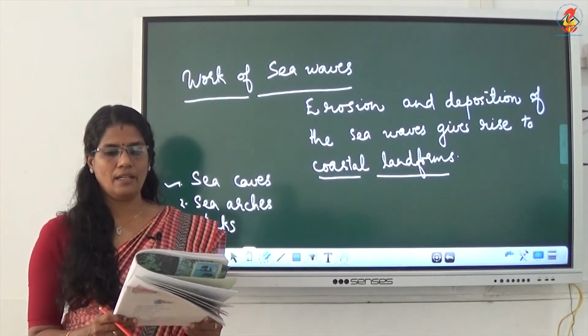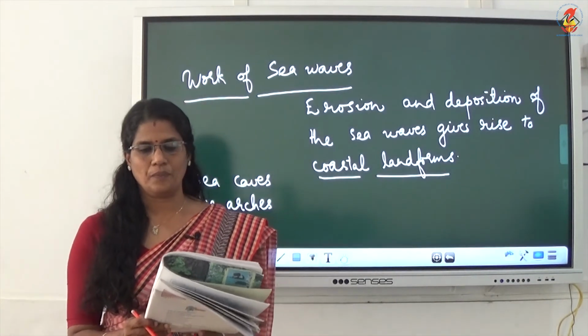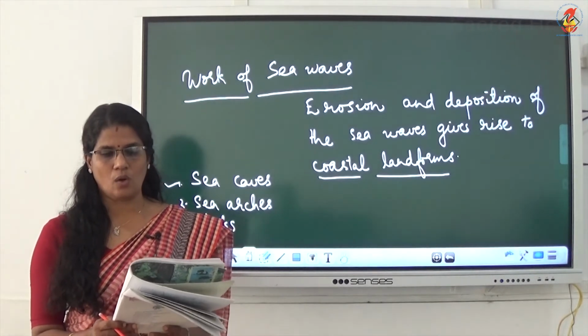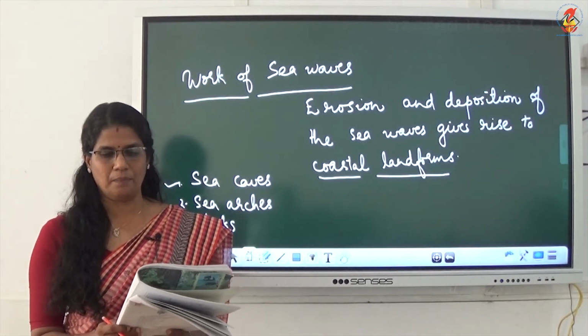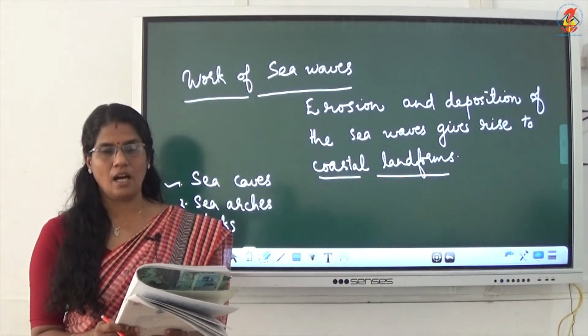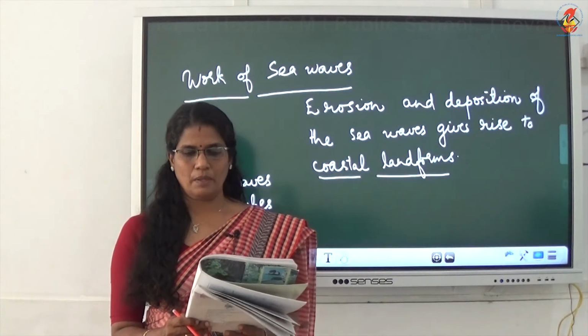The erosion and deposition of sea waves give rise to coastal landforms. Then the sea waves continuously strike at rocks and cracks develop. These become larger and caves are formed. Sea caves are formed. Close the bracket.